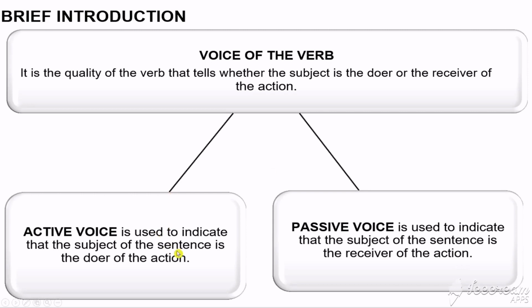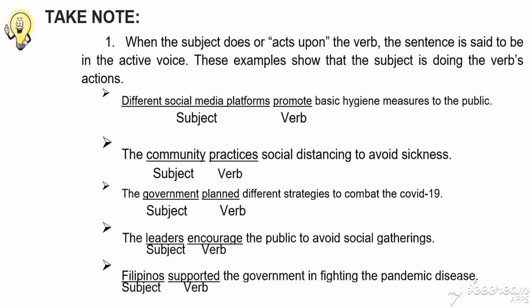So we are using active voice if we want to indicate the subject of the sentence, or the doer, that is doing the action. Here in the passive voice, the subject of the sentence is not that important, but we focus on what the subject has done. Okay, so here are the following examples of the active voice. Please do read them and study them. Again, active voice: when the subject does or acts upon the verb, the sentence is said to be in the active voice.